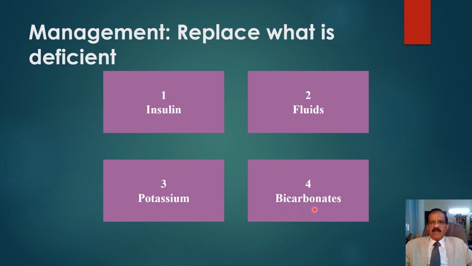Then there is bicarb. Bicarb deficiency is also there, but mostly it is not required to replace bicarb in milder cases, because once the basic abnormality is corrected, the bicarb becomes normal on its own. As the acidosis is reversed, it becomes normal on its own. But in some cases, and I'll show you which cases, we will have to use bicarb also. So let's see how we replace all these four components.